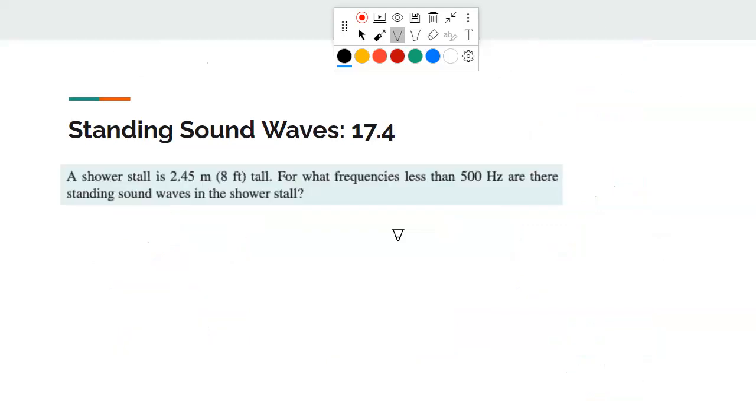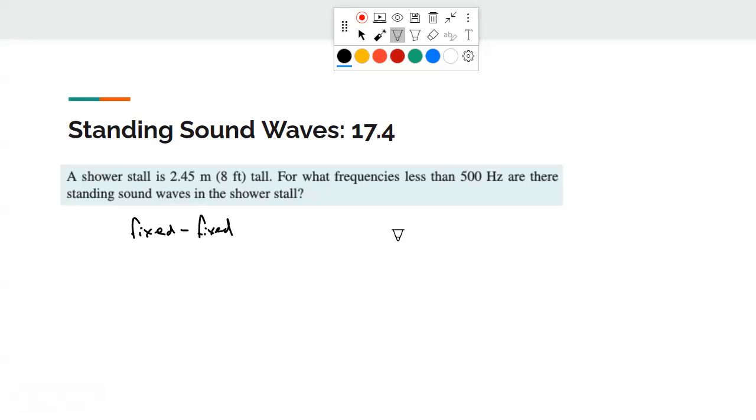Okay, so let's actually do an example though, because it's been a while since we did one. We have a shower stall that's 2.45 meters tall, 8 feet tall, which is like a standard household wall height. For what frequencies less than 500 hertz are there standing sound waves in the shower stall? Okay, so this is a shower stall. So in terms of displacement, this is a fixed boundary condition. But like I said, in terms of pressure, this would be a free. So either way, we'll get the same answer. So it's just a personal choice.